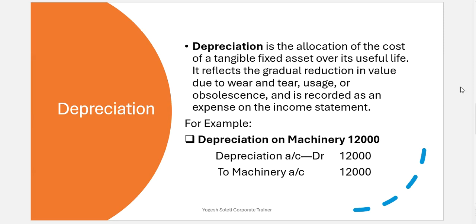Coming to the next, depreciation. So what is depreciation? Depreciation is the allocation of the cost of a tangible fixed asset over its useful life. It reflects the gradual reduction in value due to wear and tear, usage or obsolescence, and is recorded as an expense on the income statement. Depreciation is nothing but reducing the value of an asset due to its time value.